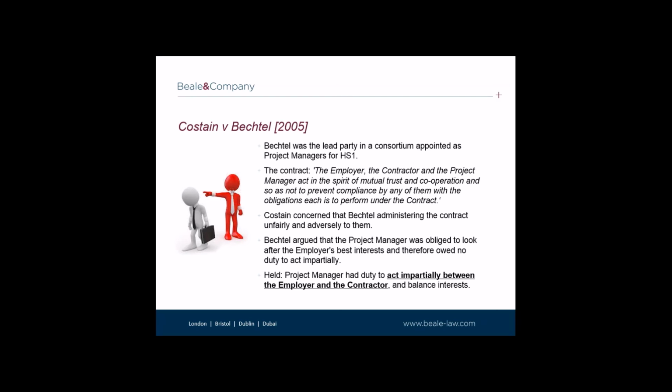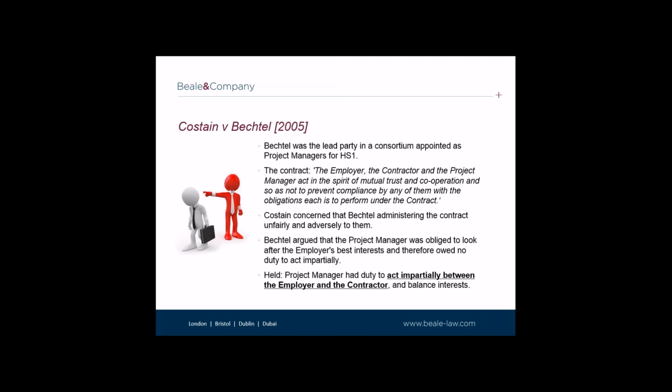Bechtel was part of another consortium doing, amongst other things, the project manager role under the Costain contract. There were a series of payment certifications with significant disallowed costs of about £6 million. Costain became concerned that Bechtel were not administering the contract in the spirit of mutual trust and cooperation. As a result of their concerns, eventually Costain issued a claim on this basis, seeking interim injunctions restraining Bechtel from acting against the spirit of mutual trust and cooperation.